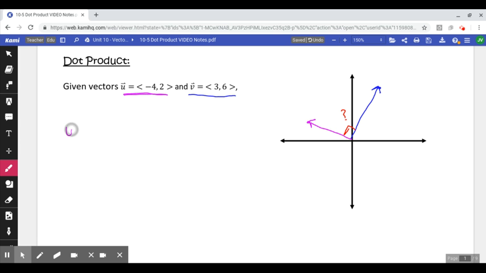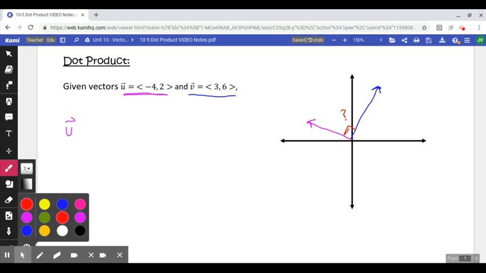So we'll have vector u times vector v. And in this case, we can write it out as well, just like this. So we could do -4, 2, and then we could multiply that by, or use the dot product rather, with 3, 6. Now let's see what happens when we work with this one here.